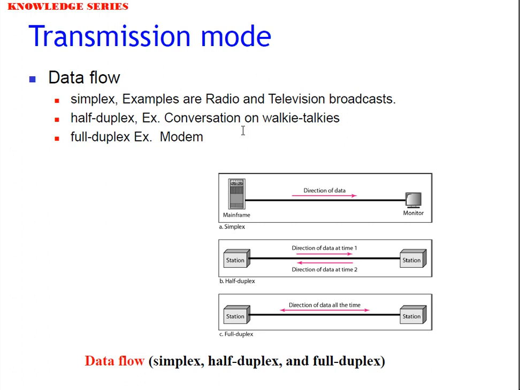In the full duplex mode, there is one station, and the direction of data flow takes place in both directions, but there will not be any time difference. In this mode, the data can be transmitted in both directions simultaneously. And full duplex you can compare to a two-way traffic or a two-way road, where the traffic will be flowing in both directions. So that is what we can see on a road.